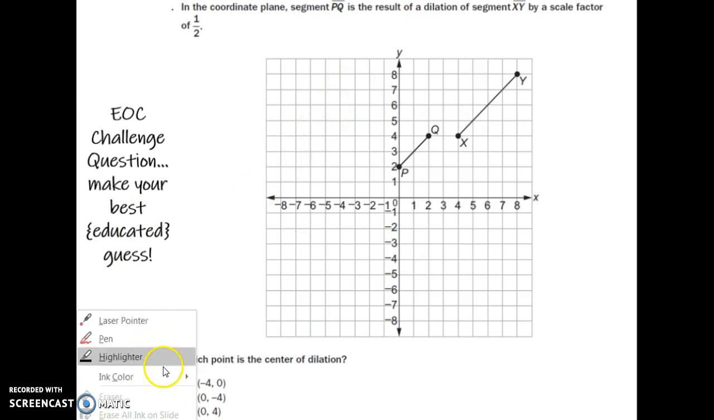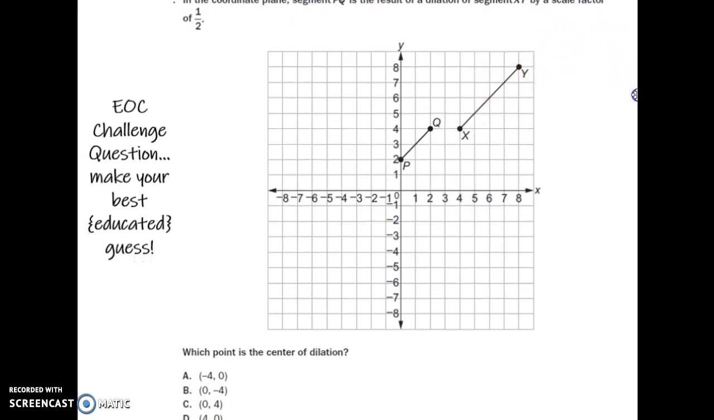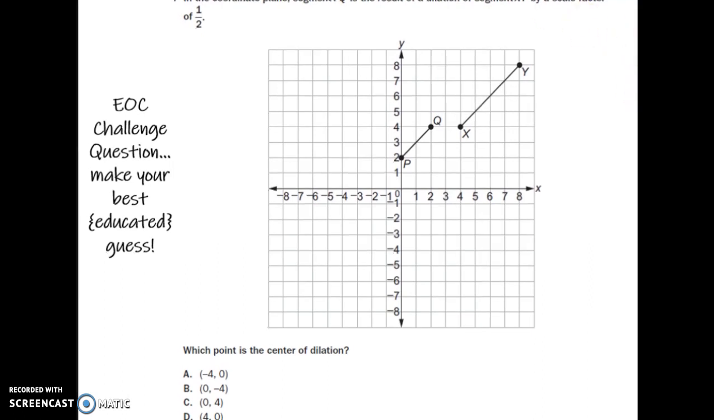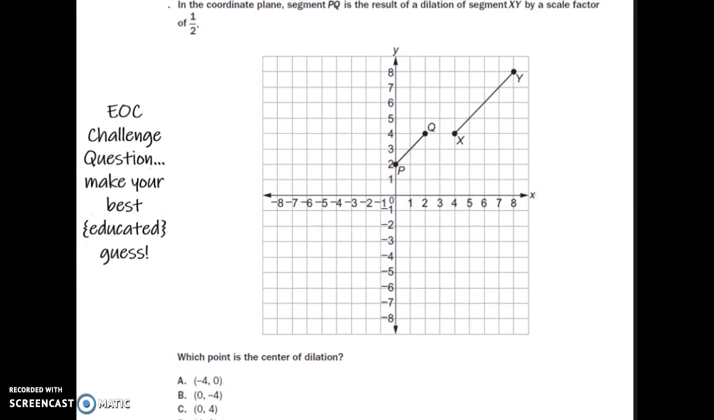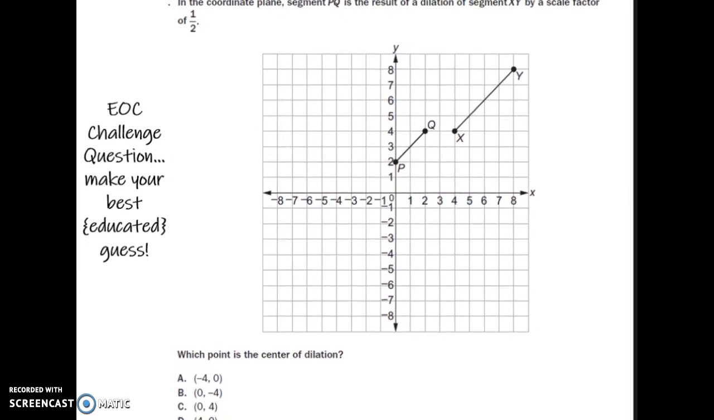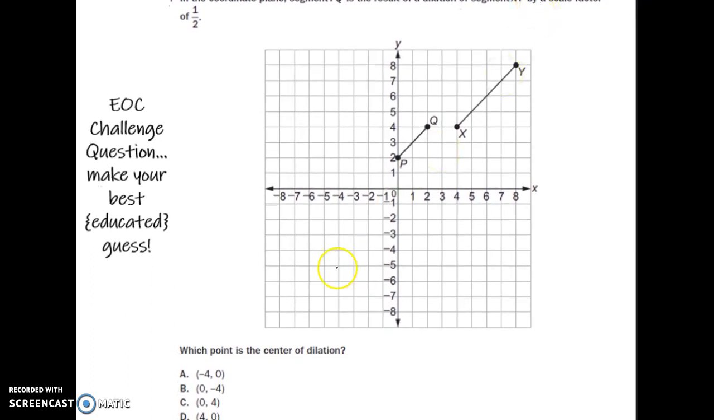So first we're going to start with an EOC challenge question, just like we've been doing. On this, I was going to have you make a nice educated guess because you might not remember this. It's been a while since we did one like this from last semester. It says in the coordinate plane, segment PQ is the result of a dilation of XY by a scale factor of 1/2. And we want to know what point is the center of dilation.